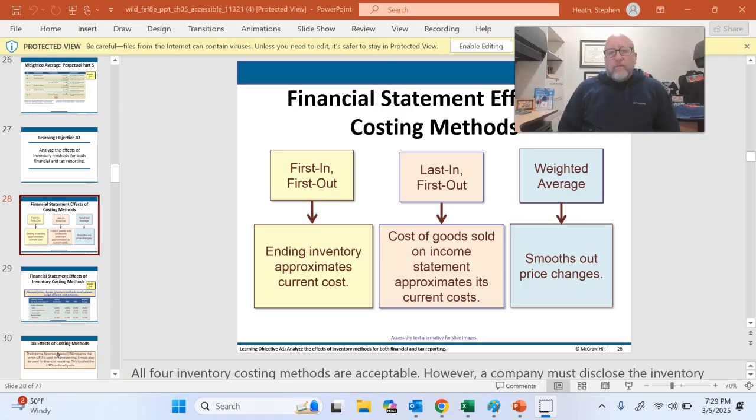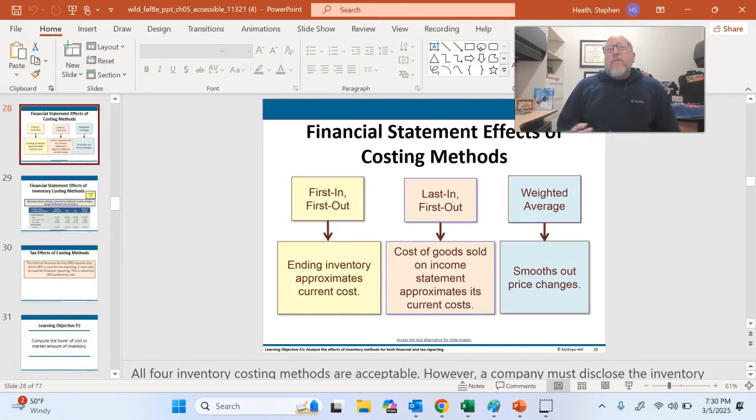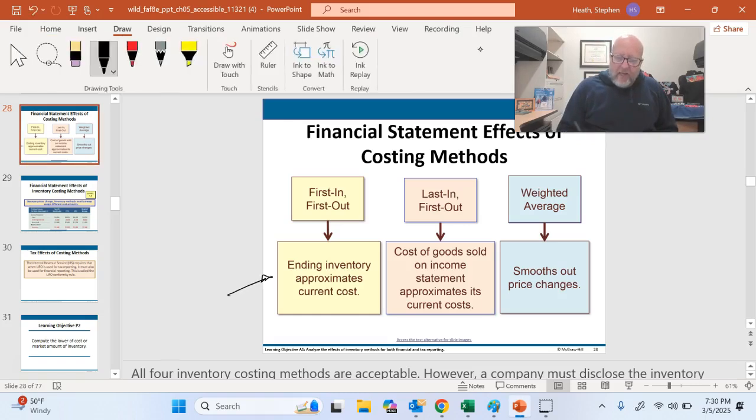Okay, so first in, first out, last in, first out, weighted average. If you think about first in, first out, what we're saying is the very first thing that comes in is going to go out. But what we are also saying is that our ending inventory is the last things that we purchased. So the first in, first out method is going to state ending inventory at today's value.